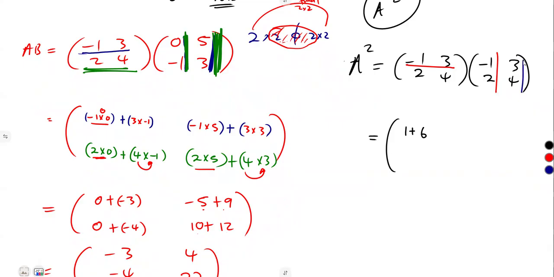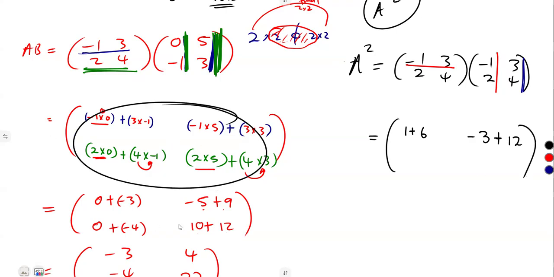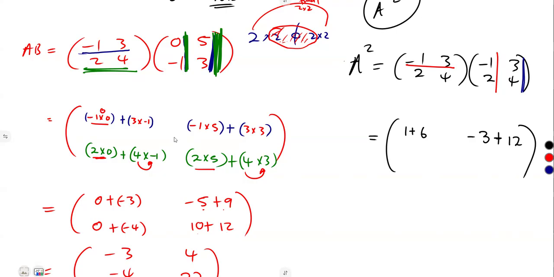Move on to the second column. Let us do it in our head again. Minus 1 versus what? 3. Minus 1 times 3, that's minus 3. Then we add, because we still have another element in that row, 3 and 4. 3 times 4, that's what? That's 12. All right, so we can remove some unnecessary multiplications. I'm not saying it is unnecessary, but we can avoid that by just doing it in our head.